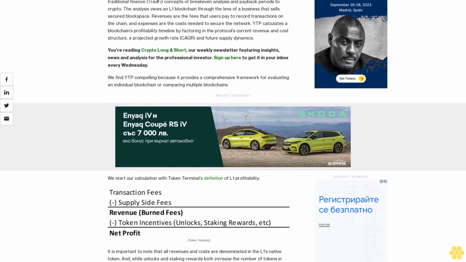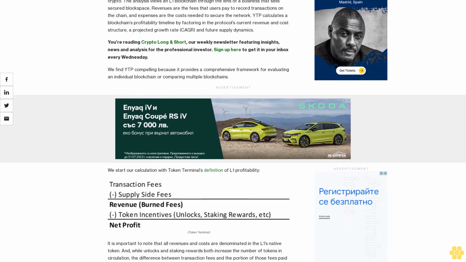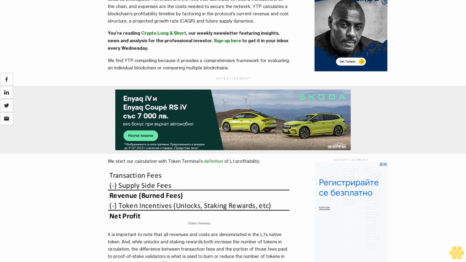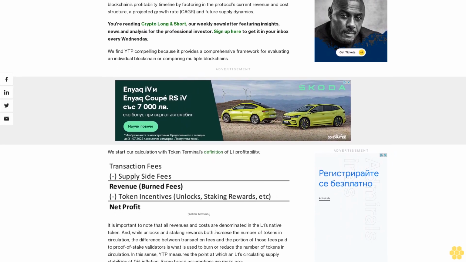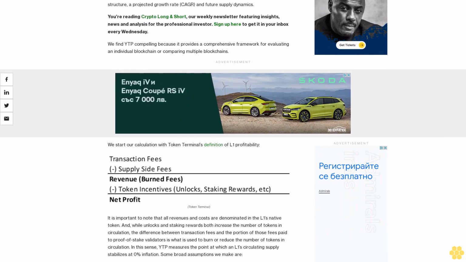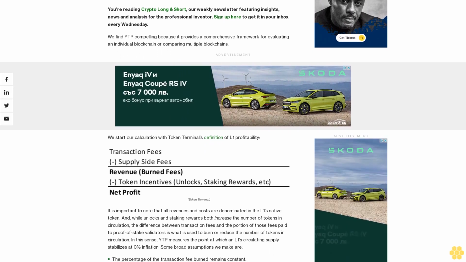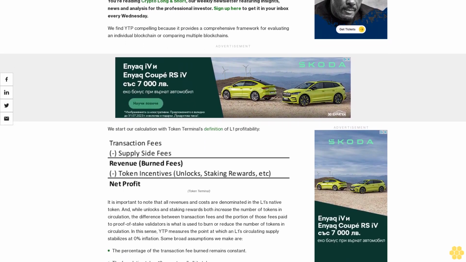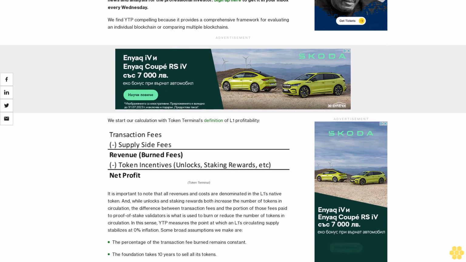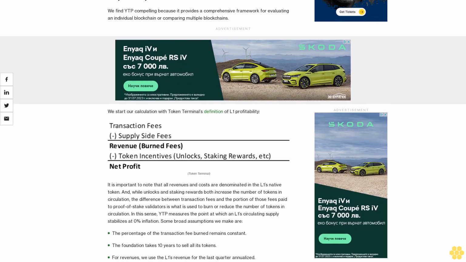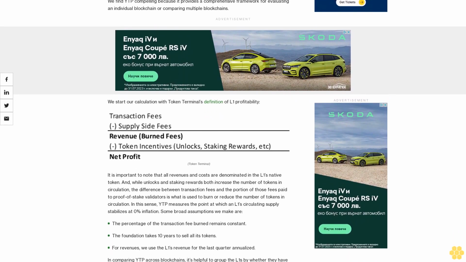The analysis views an L1 blockchain through the lens of a business that sells secured block space. Revenues are the fees that users pay to record transactions on the chain, and expenses are the costs needed to secure the network. YTP calculates a blockchain's profitability timeline by factoring in the protocol's current revenue and cost structure, a projected growth rate (CAGR), and future supply dynamics.